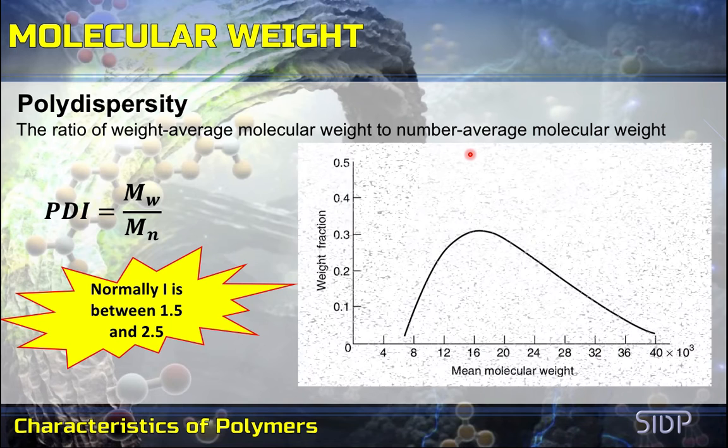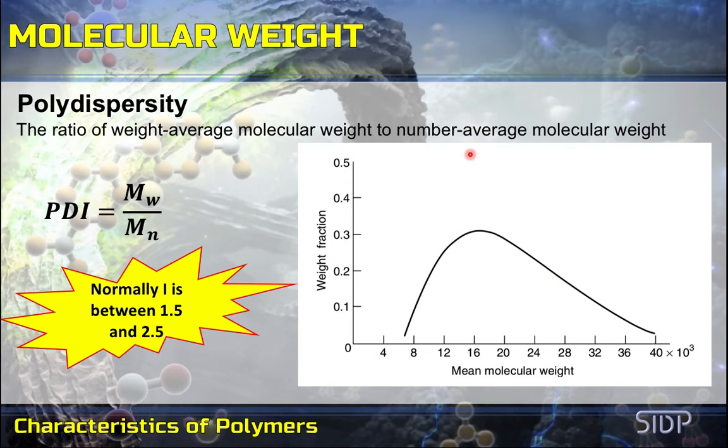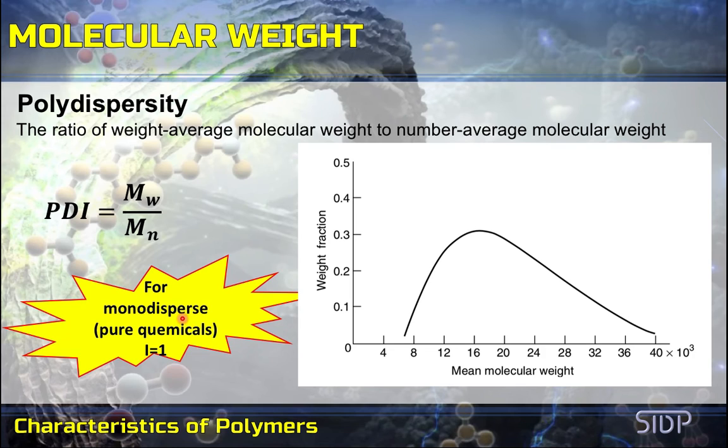Well, finally, I'll talk about the polydispersity index. The ratio of weight average molecular weight to number average molecular weight is called the dispersion or polydispersity index, D. It is a measure of the breadth of the molecular weight distribution curve, as we can see, and is used as such for characterization purposes. Normally, D is between 1.5 and 2.5, but it might range to 15 or greater. For a monodisperse system, in other words, for pure chemicals, D is just 1.